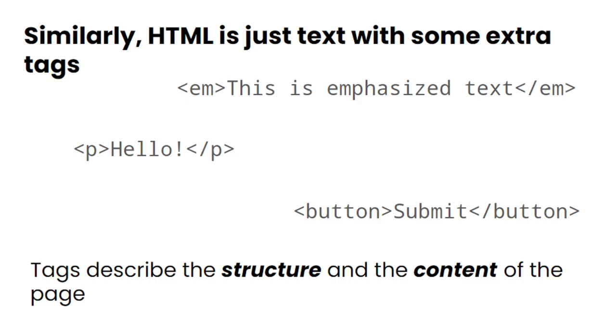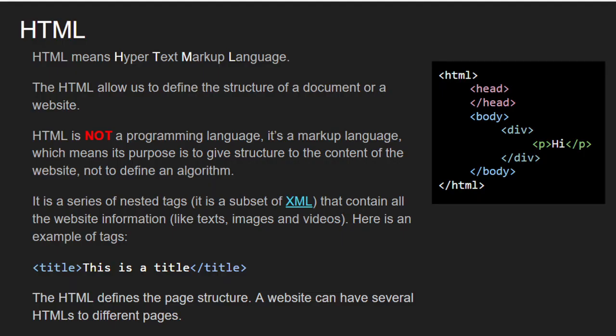So whatever content we are writing inside the text, it is based on the tags how it will be displayed on the screen. Similarly, here you can see that submit is enclosed inside the button tags. So the submit text will be considered as a button on our web page, whereas the hello text is enclosed inside the p tag. Therefore, it will be considered as a paragraph on our website or web page.